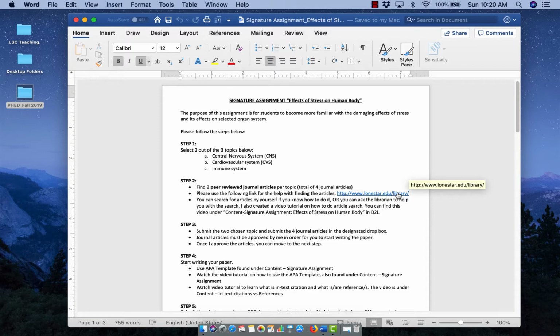Step three, you're going to submit the two chosen topics and four peer-reviewed journal articles in the designated Dropbox. The topics, I don't have to really approve, as long as they're two out of the three that were offered. But the journal articles have to be approved by me before you can start writing your paper. I need to make sure that you're actually using peer-reviewed journal articles. Once I approve the articles, you can move to the next step, and that is writing your paper.